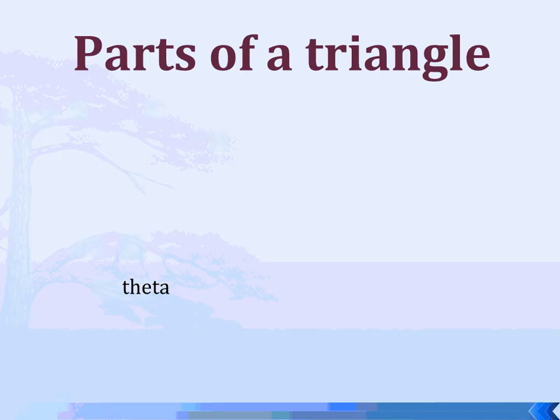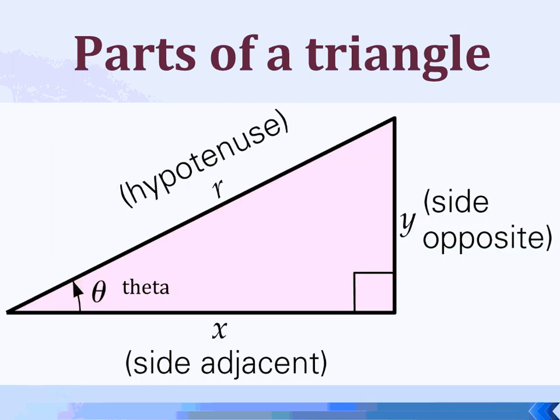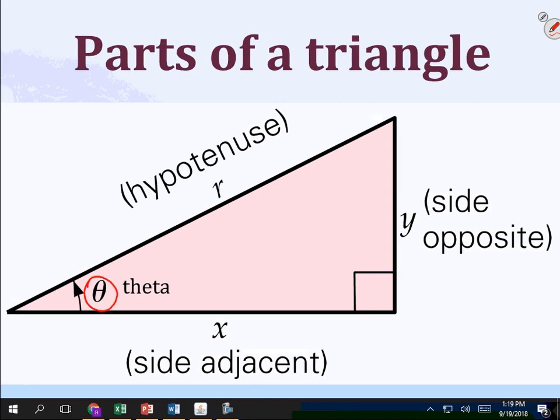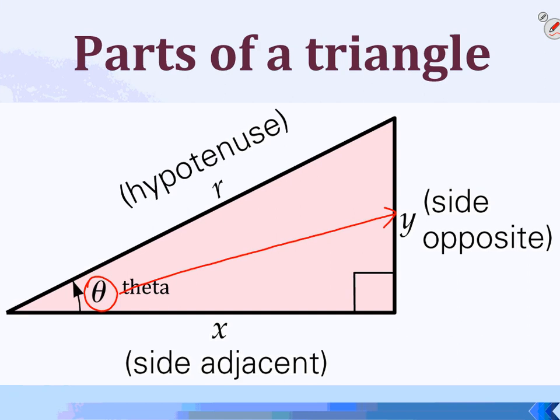Alright, so the parts of a triangle. Every right triangle has the same parts. You have the hypotenuse, the long side, you have the opposite side, and you have the adjacent side. The adjacent and the opposite side are based on which angle is labeled. So in this particular example, you have this angle labeled. So that means your opposite is going to be opposite that angle, and your adjacent is going to be the one that is adjacent to the angle. So keep that in mind.